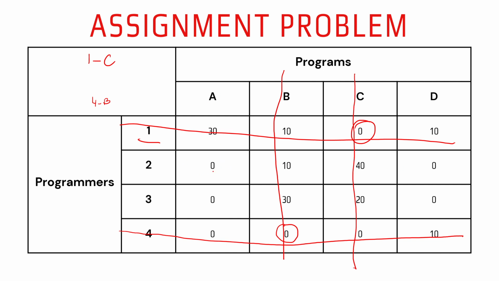So as we can see, it can work either way. We can assign 2 to A, and 3 to D, or 3 to A, then 2 to D. So either way, it will work. So let's assign 2 to A and 3 to D. So now, there is a one-to-one ratio with the programs and the programmers. So therefore, this is already an optimal assignment.